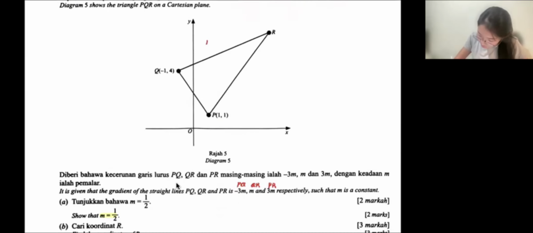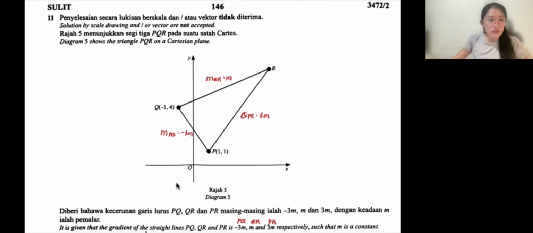I write it here for you. Gradient of QR, negative 3m. Oh, QR is m only. Then this is PR. PR is 3m. And then PQ, gradient of PQ is negative 3m. These lines over here, there are no parallel lines, there are no perpendicular lines, correct? So let us try to get a pair of coordinates that you can find the gradient. So the complete coordinates are Q and P, isn't it?